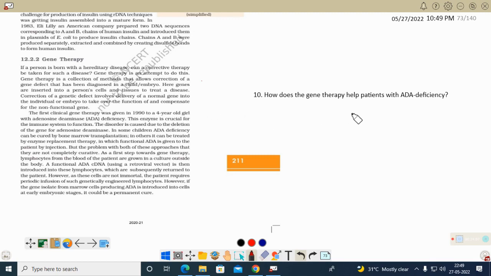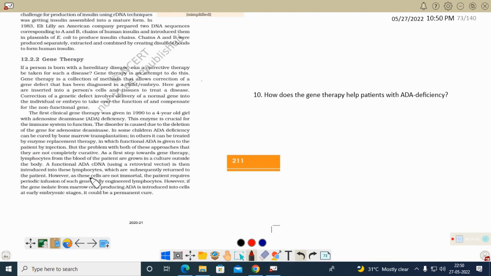In adenosine deaminase deficiency, adenosine deaminase is an enzyme which is very crucial for our immune system. To treat this deficiency, the first step taken was to isolate lymphocytes from the blood of the patient and grow them in culture outside the body. Then the functional DNA for adenosine deaminase, that is complementary DNA, was introduced. With the help of a retrovirus, it was incorporated into the lymphocytes, and the lymphocytes were given back to the patient's blood.